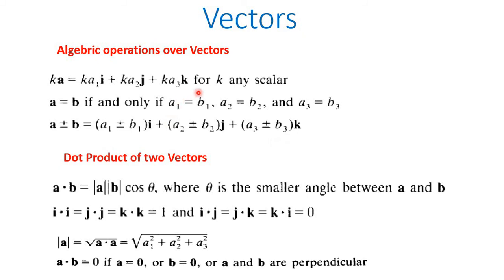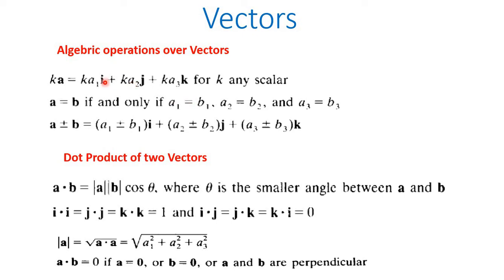A vector can be multiplied with some constant. Let's say k times a: if the vector is a1i plus a2j plus a3k, then k will be multiplied with each component inside the vector. For example, k will be multiplied by a1i, a2j and a3k for any scalar k.